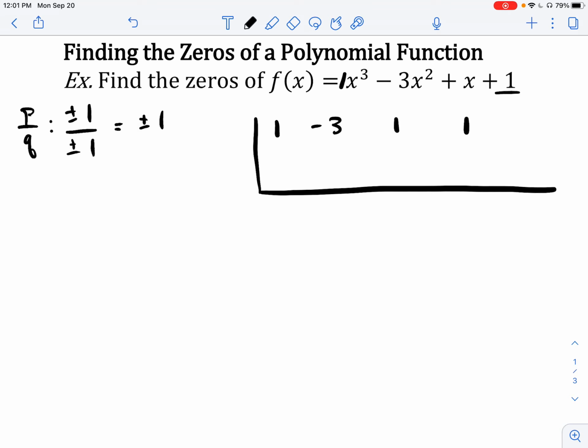So I can try positive 1 just to start off. I'm going to do the synthetic division. I'm going to bring down that 1, make this 1 here, make this negative 2. Negative 2 times 1 is negative 2. And we're going to add these columns.